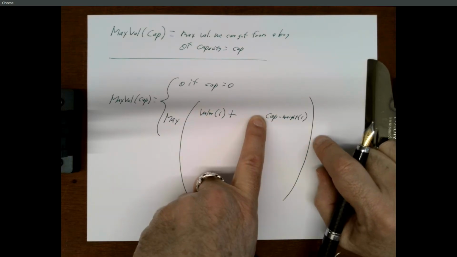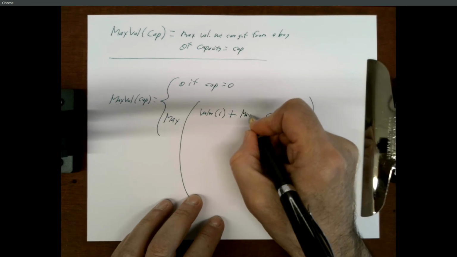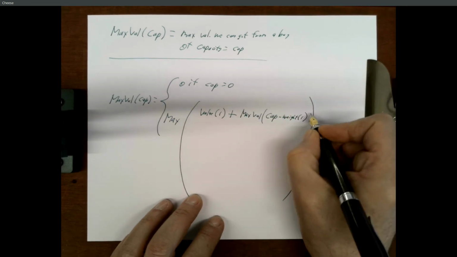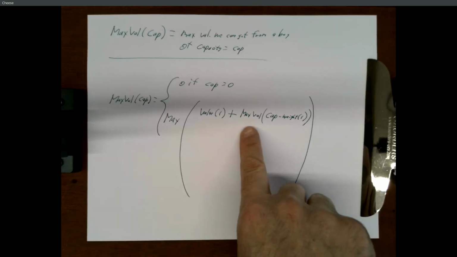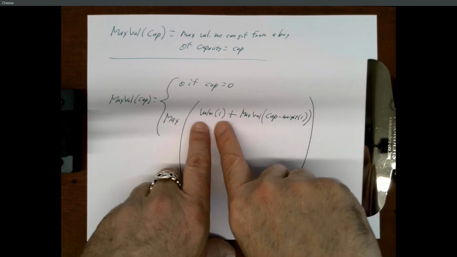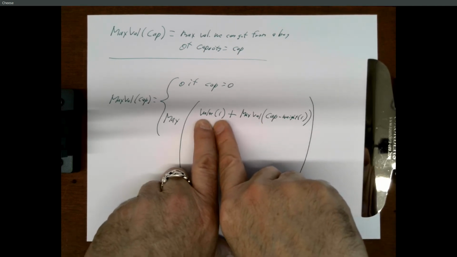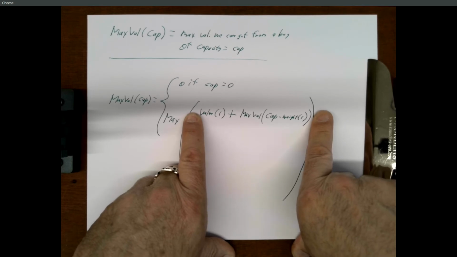Let's just use the maxval function. So maxval of this diminished capacity. Well, if I take that maximum value I can get from this bag that holds less and I add the value of the first item I put in my bag, that's the maximum value I can get if I start by putting item 1 in my bag.